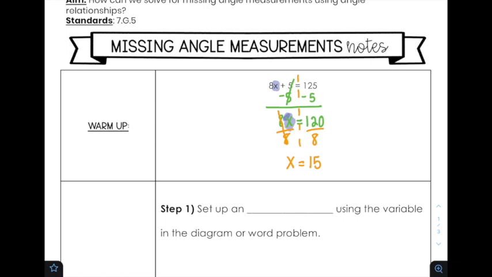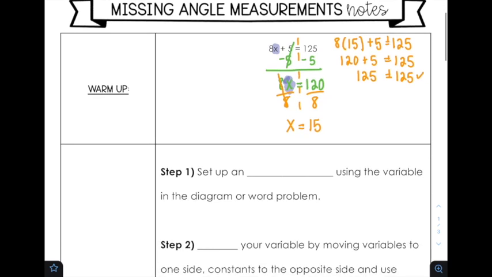You can always check by substituting 15 in for x and seeing if it will balance out and add up to 125. So we have 8 times 15 is 120, plus 5. To show the check, we want to make sure the left side and the right side are both equal to the same thing. So 120 plus 5 is 125, and that equals 125. So our 15 is correct.